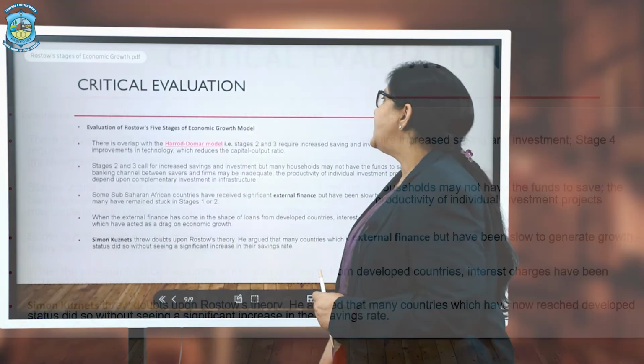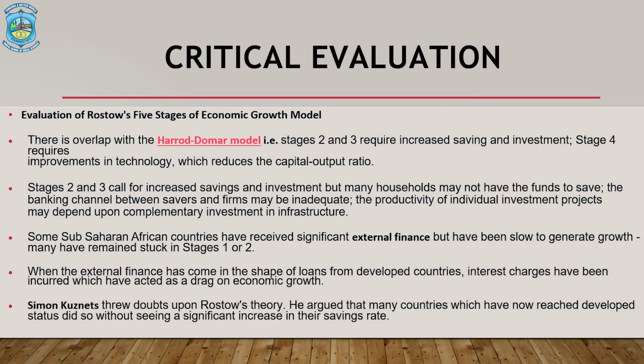Now, there is a criticism, and a lot of economists have questioned the various stages that have been proposed by Rostow, and they question, is it essential that every economy has to necessarily pass through these stages? Is there a clear-cut demarcation between stages, or is there an overlap between these stages? So there are various points on the basis of which this theory is critically analyzed.